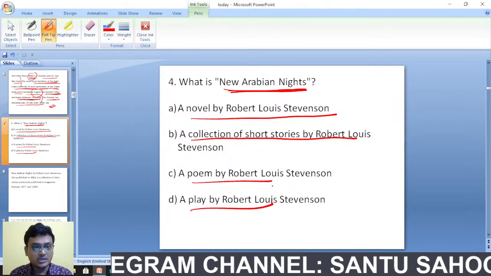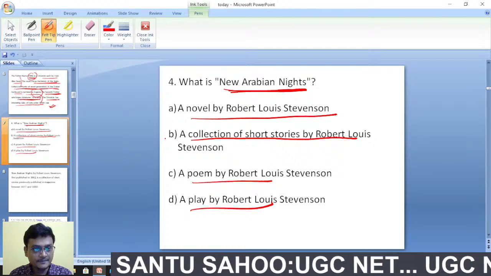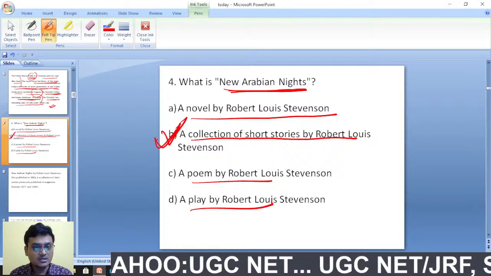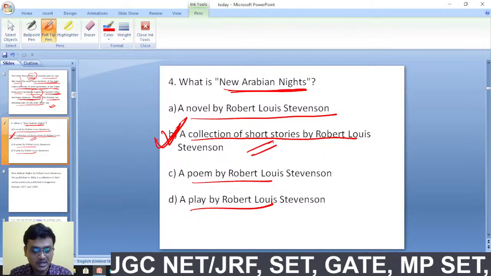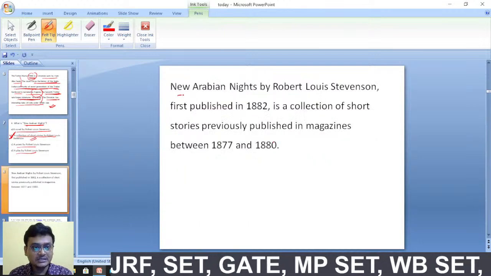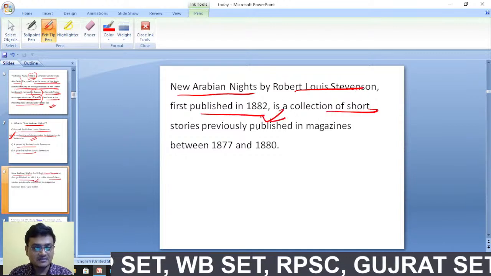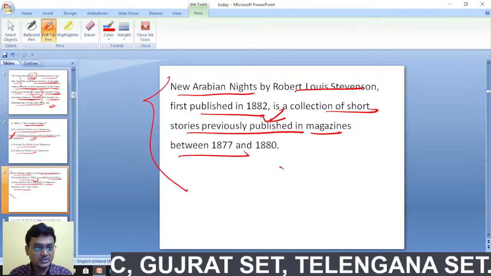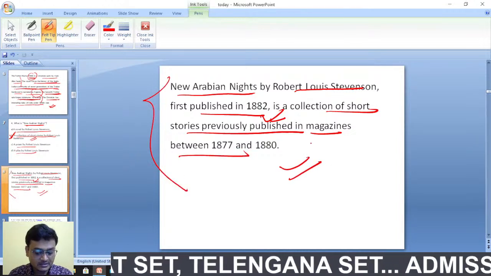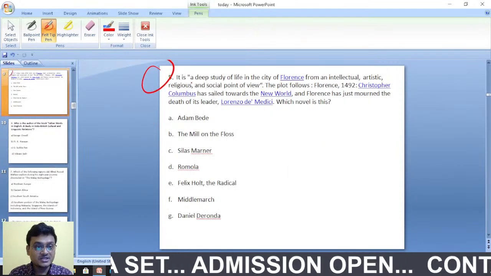Excellent, Anandita. So New Arabian Nights is actually a collection of short stories by Robert Louis Stevenson. You see here, New Arabian Nights by Robert Louis Stevenson, first published in 1882, is a collection of short stories previously published in magazines between 1870 and 1880. So you are all exactly right. It is a collection of short stories.